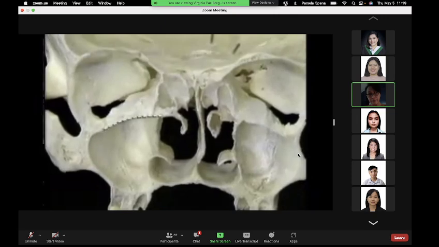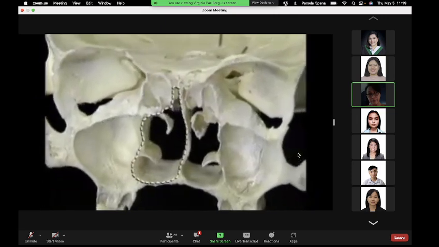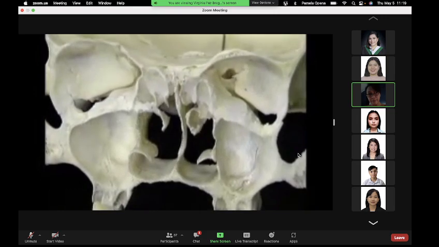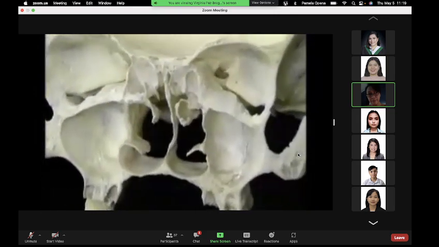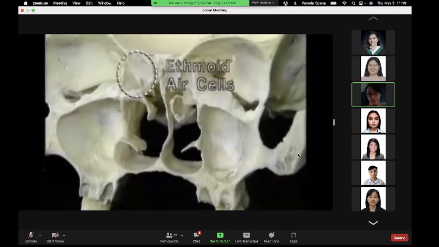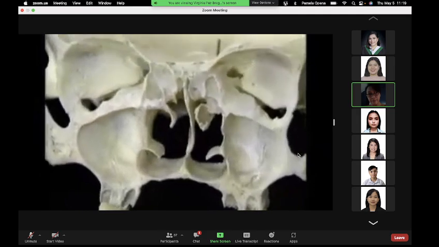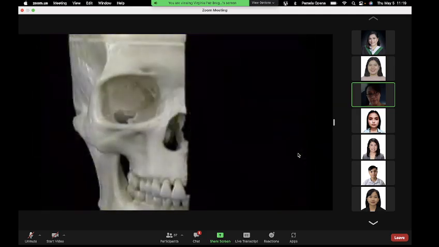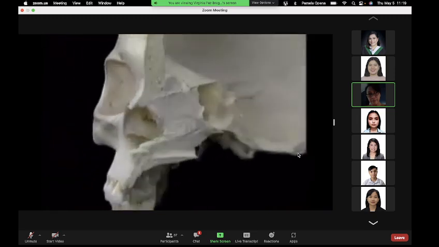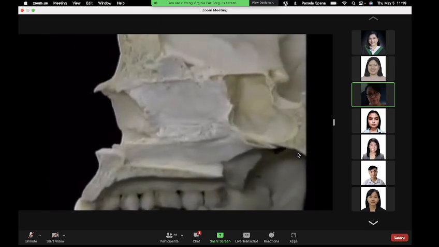At about the level of the floor of the orbit, the nasal cavity becomes much narrower. The narrowing is caused by the presence of this collection of small hollow spaces, the ethmoid air cells. We'll see more of these in a minute. To see more of the septum and the nasal cavity, we'll look at it in a skull that's been divided just to the left of the midline.